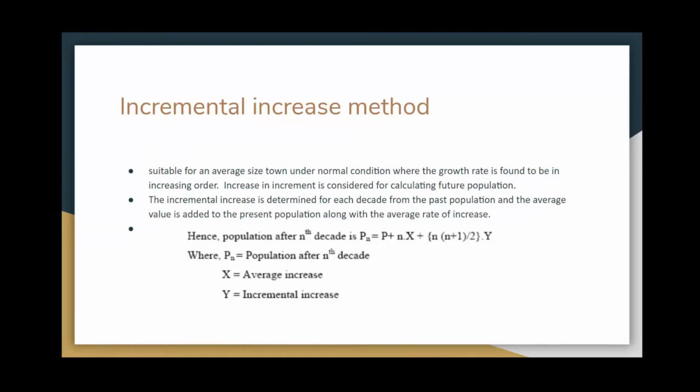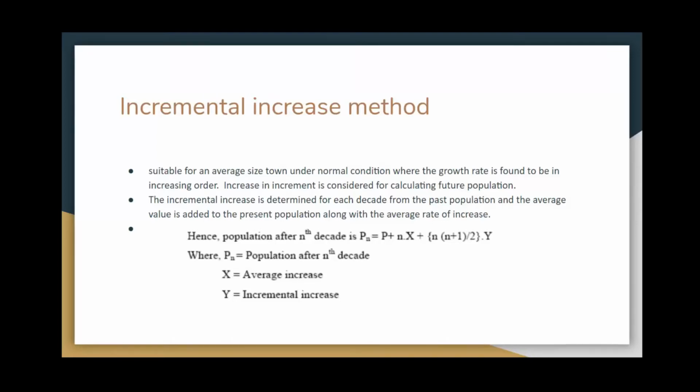That is, it is suitable for an average size of a town under normal condition where the growth rate is found to be in increasing order. That is the increasing path, the portion that we are considering in the graph. The increase in increment is considered for calculating future population. The incremental increase is determined for each decade from the past population, and the average value is added to the present population along with the average rate of increase.